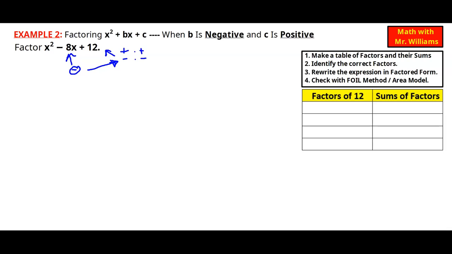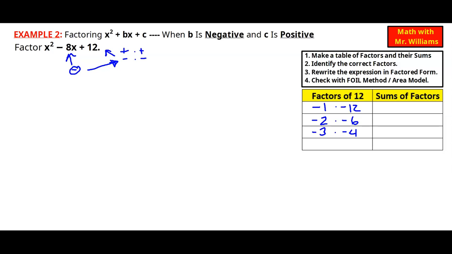So let's go ahead and break down the factors of 12. What gives me 12? I would have a negative 1 times a negative 12, which would give me that positive 12. Another one would be negative 2 times negative 6. And another one would be negative 3 times a negative 4. Now the sum of those factors has to be a negative 8. So let's go ahead and find our answers here.